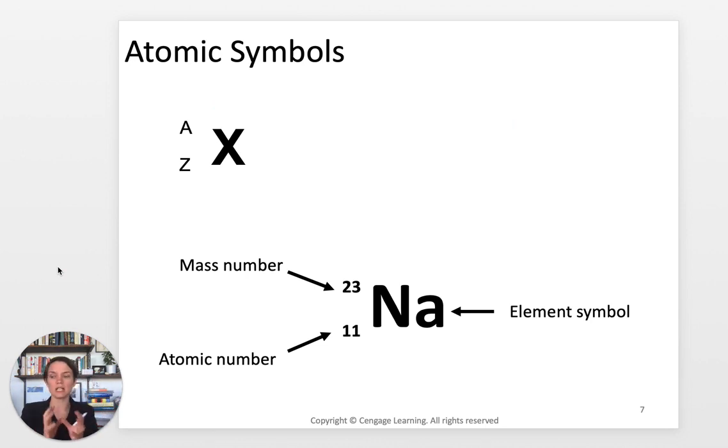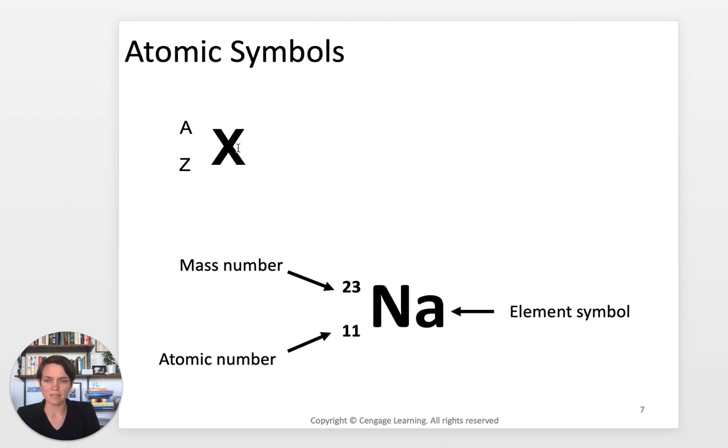Okay, so we just talked about a lot of different ways that an atom can have some variability with it, right? Protons are not going to be varied, but you can have a different number of neutrons forming an isotope, or you can have a different number of electrons forming an ion. So it's important for us to have a way of representing a single atom and letting our audience know what its composition is. So how many neutrons does it have? How many electrons does it have? And the way that we do that is via atomic symbols.